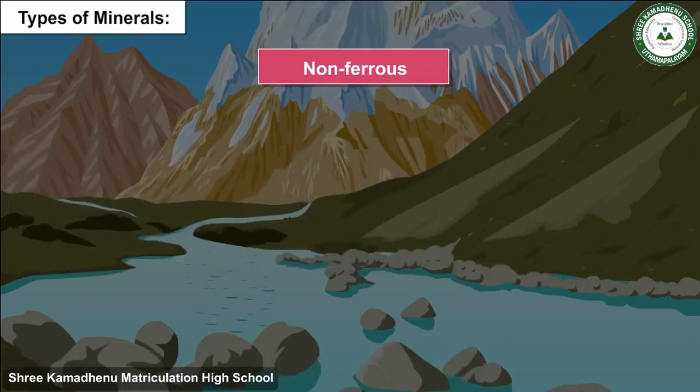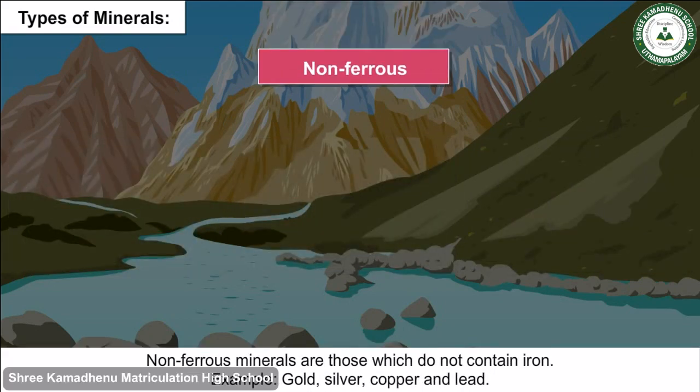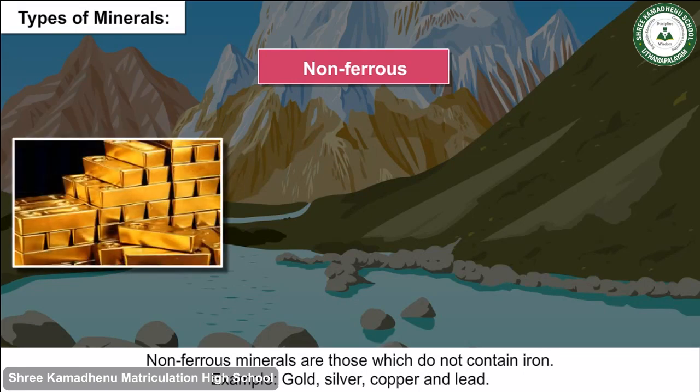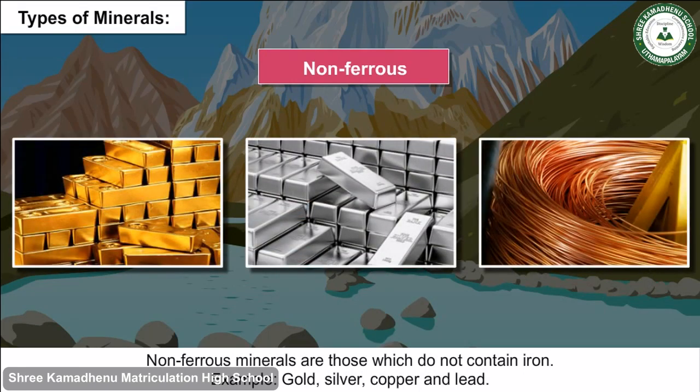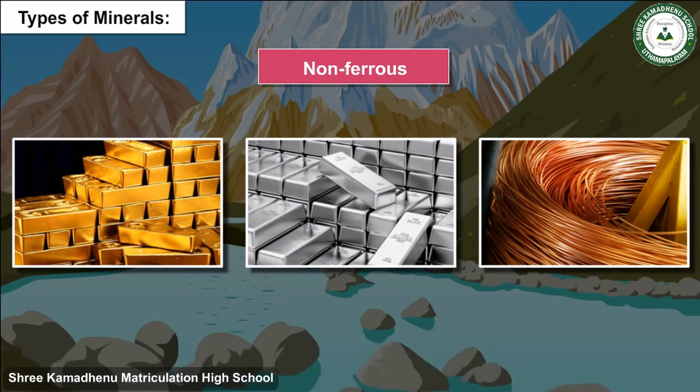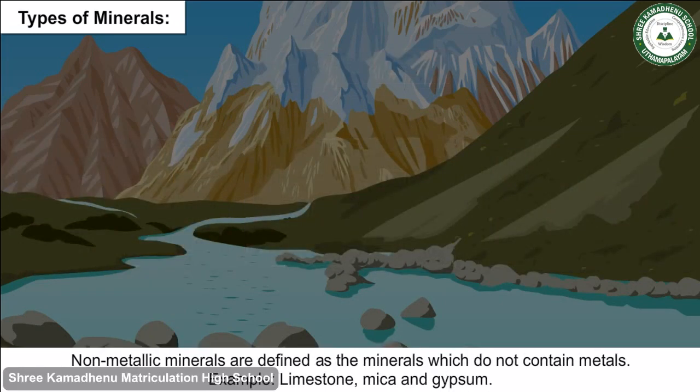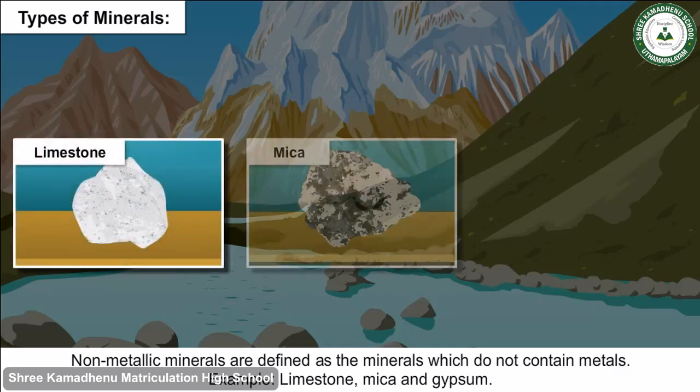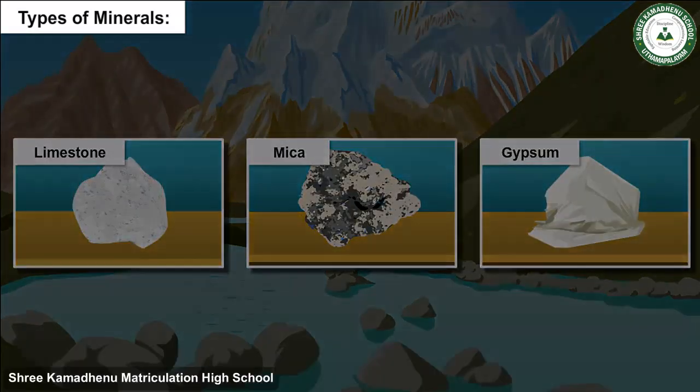Non-ferrous. Non-ferrous minerals are those which do not contain iron. Example, gold, silver, copper, and lead. Non-metallic minerals are defined as the minerals which do not contain metals. Example, limestone, mica, and gypsum.